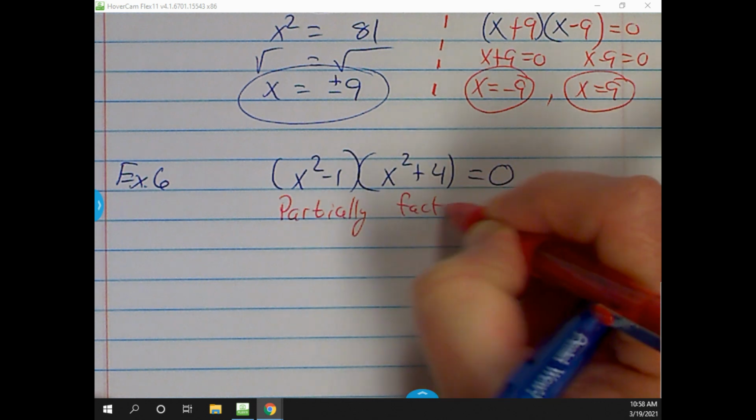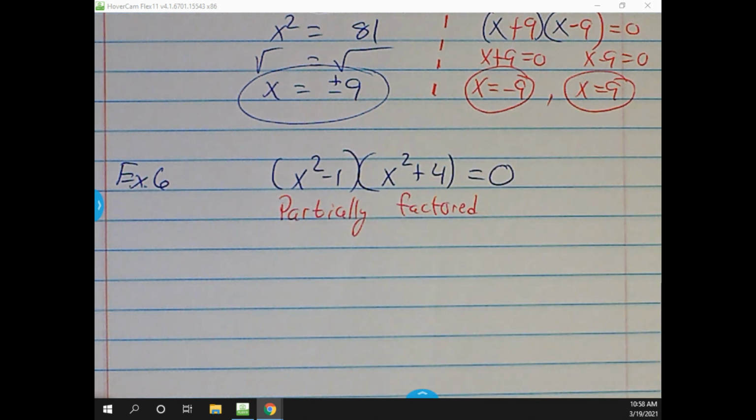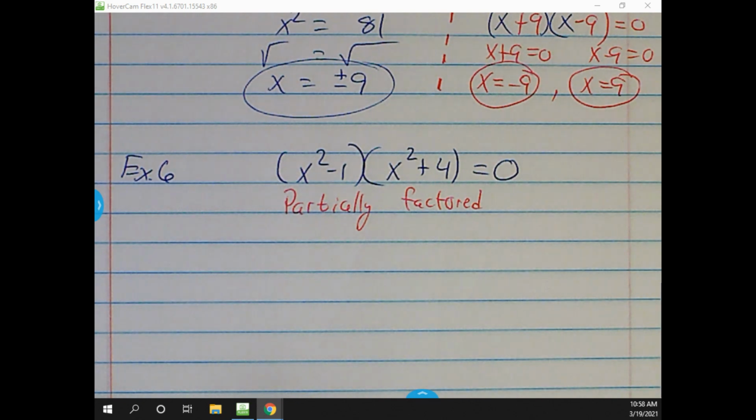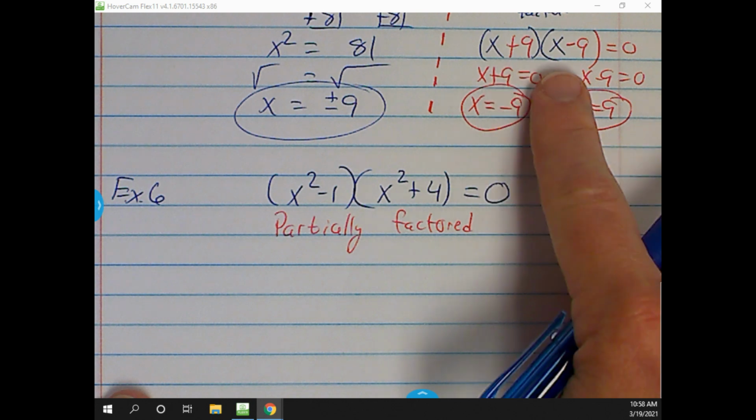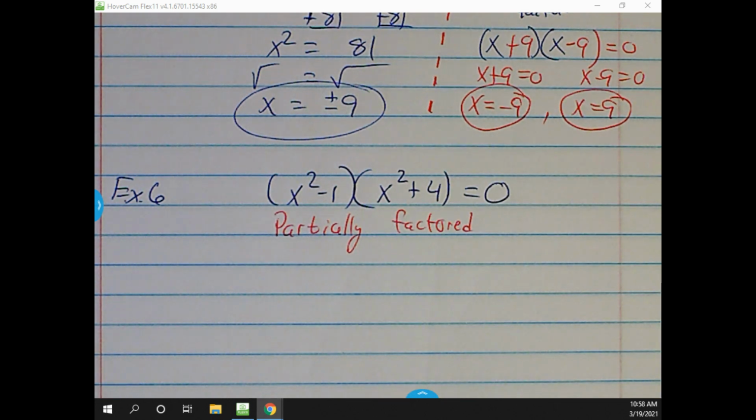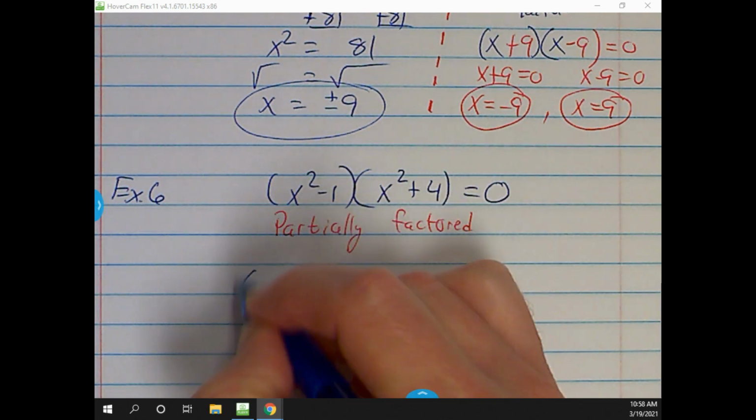All right, and the biggest difference here is that it's already partially factored because we've already got two sets of parentheses, but we don't have x plus or x minus. It's x squared minus 1 and x squared plus 4. So it's a little different setup, almost factored, but not totally all the way. So we'll just say it's partially factored here. The good thing is we do have parentheses, so you still go ahead and set each parentheses equal to 0.